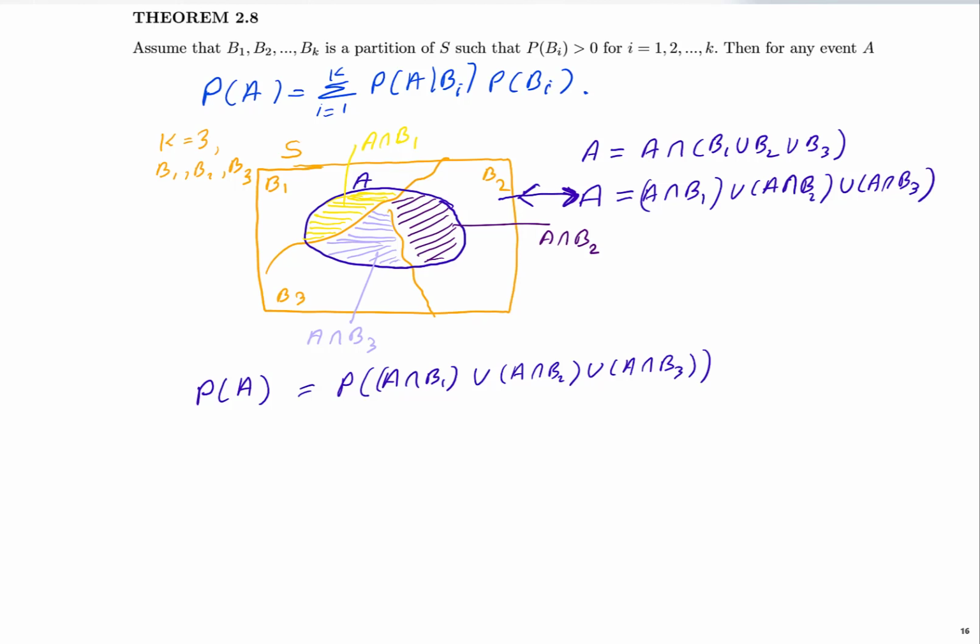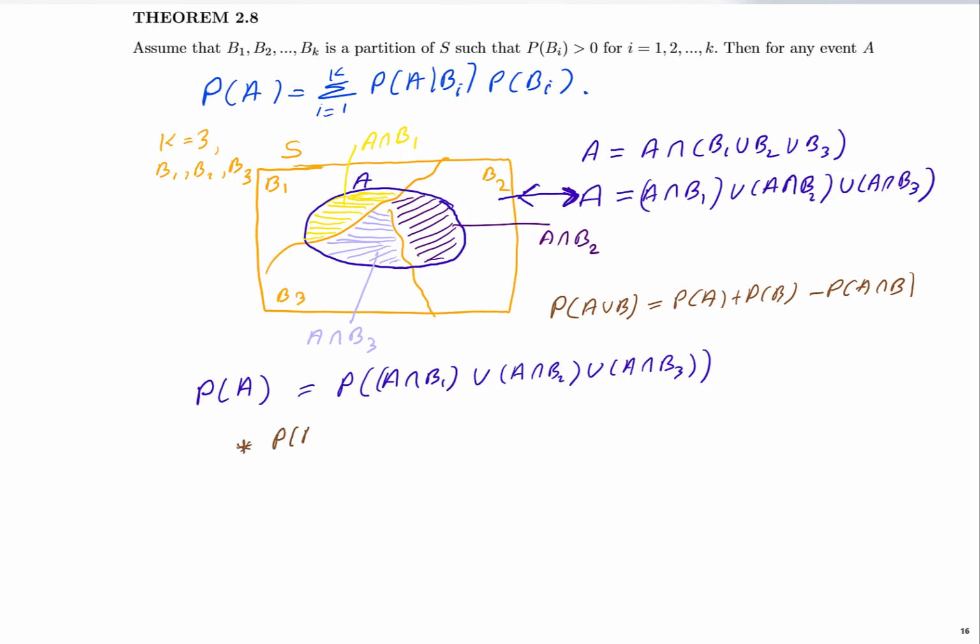Now you should remember we discussed this: P(A union B) equals P(A) plus P(B) minus P(A intersection B), right? It is for the two sets. So again, we discussed this rule for the three sets.